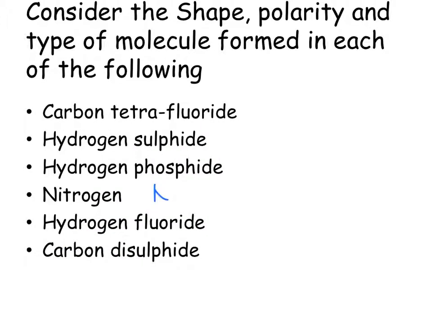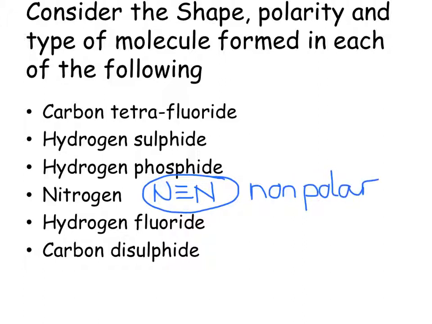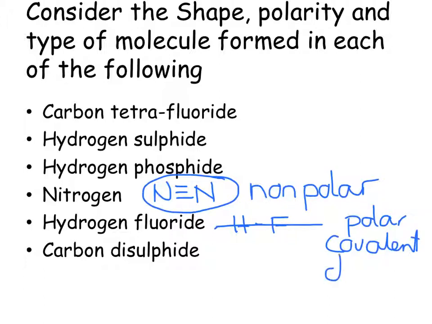If I look at nitrogen, I end up with that triple bond. It is also linear, and because there's no electronegativity difference, it is a non-polar covalent molecule. Hydrogen fluoride: hydrogen and fluorine, single bond shared. You've got no shape, it's just 2 atoms, it's linear again, but this time you have polar covalent, and that creates something called a dipole. This side is slightly positive, and this side is slightly negative with the electronegativity differences. And we've already worked on the carbon disulfide.